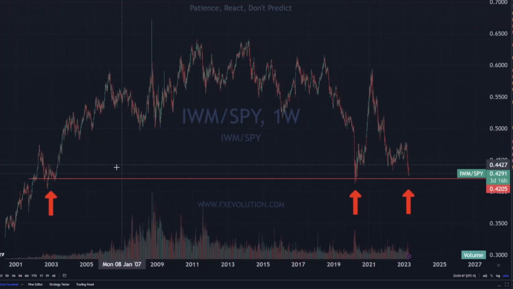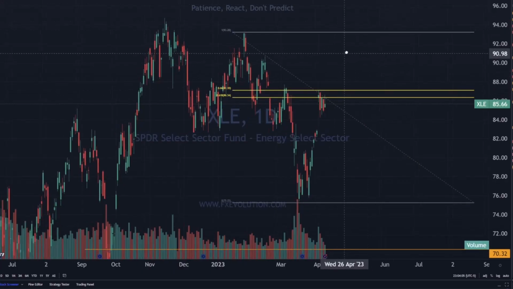IWM versus the SPY, very interesting ratio. We'll come back to this in another video, but I do think it's one to have on your charts. You can see the 2002 and the 2020. If this keeps weakening and breaks to a new low, I think that may be significant to what's coming in the markets. Maybe a recession is coming through. So that's going to be an opportunity.